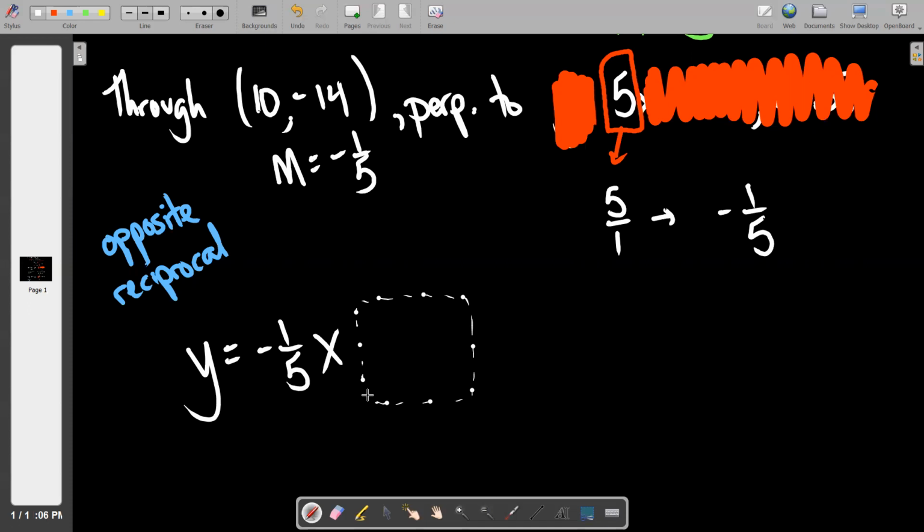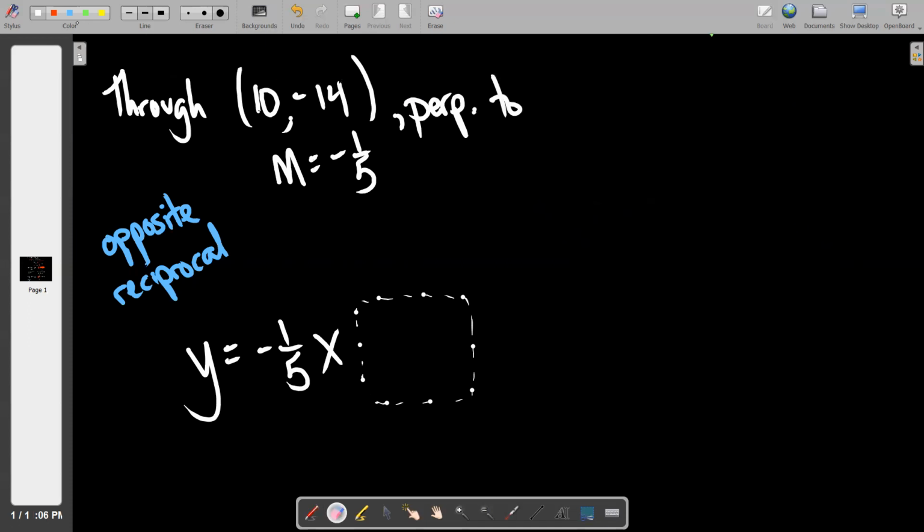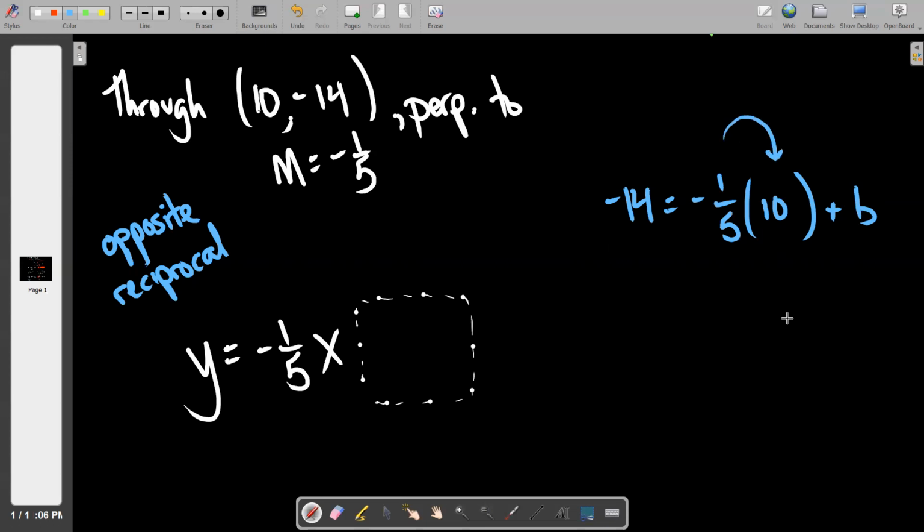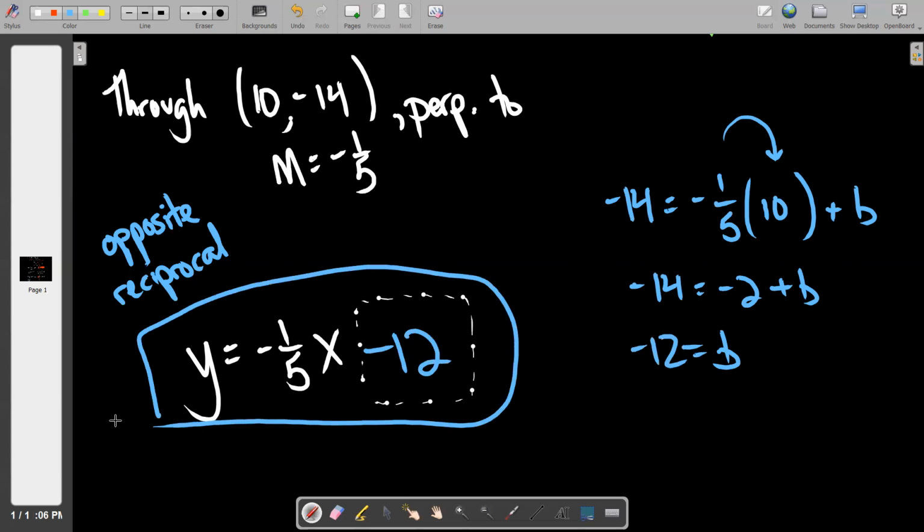And we find that by doing our little y equals mx plus b trick from yesterday. So what is y equals mx plus b going to look like for us in this case? I wasn't ready for you. I'm so sorry. Yes, -14 equals -1/5 times 10. You guys are excellent. Good job. Plus b. And then you got to do a little bit of basic math. What's -1/5 times 10 right here? -2. So I have -14 equals -2 plus b. Add 2 to both sides. What's b? Perfect. And there, guys and gals, is your equation.